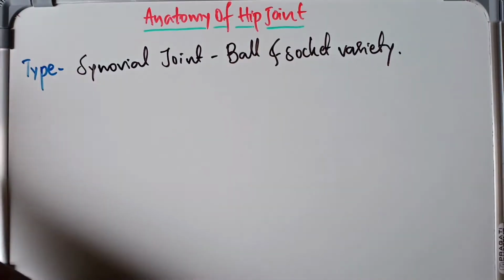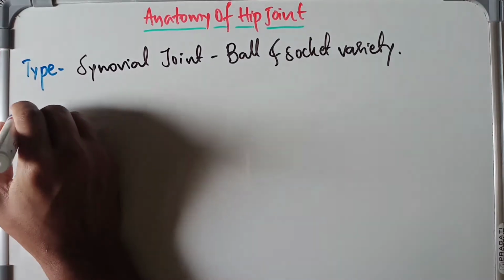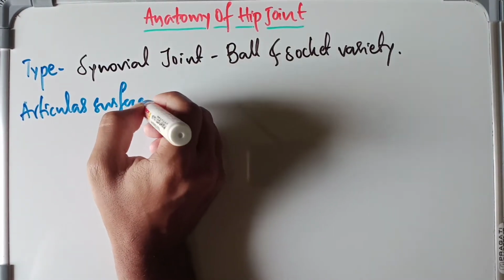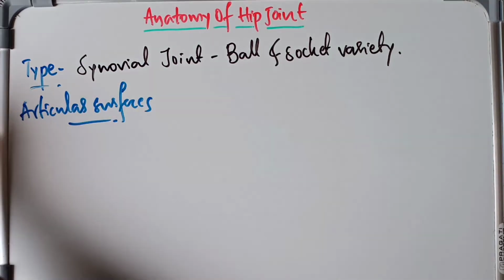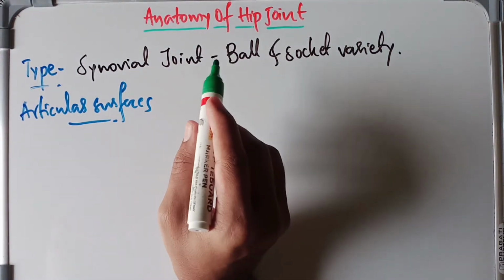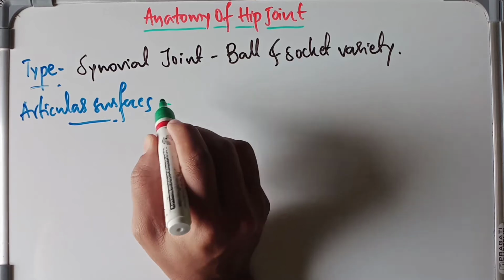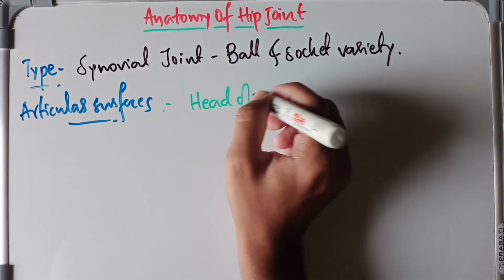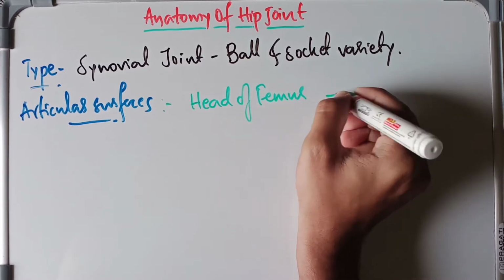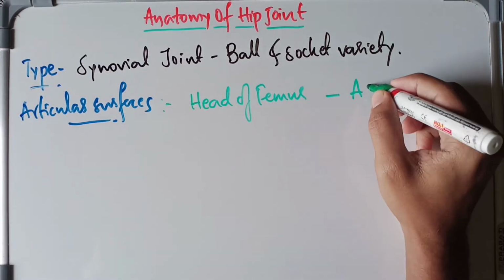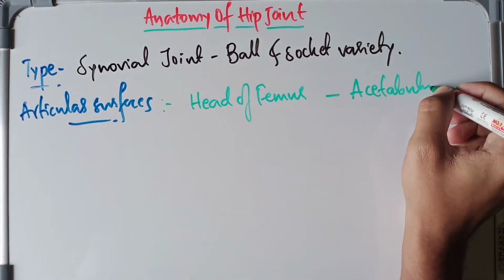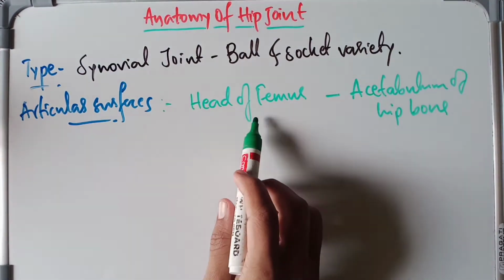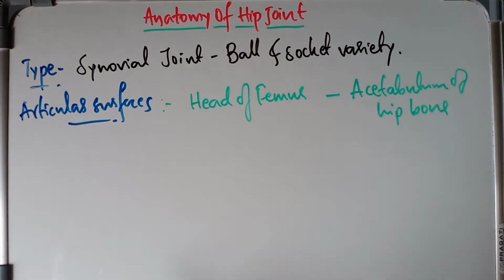Now we'll move on to the next, which is the articular surfaces. So what about the articular surfaces of the hip joint? Articular surfaces just means the two bones that this hip joint is made up of. So when it comes to the articular surfaces, this joint is between the head of the femur and the acetabulum of the hip bone. So the articular surfaces are the head of the femur along with the acetabulum of the hip bone.